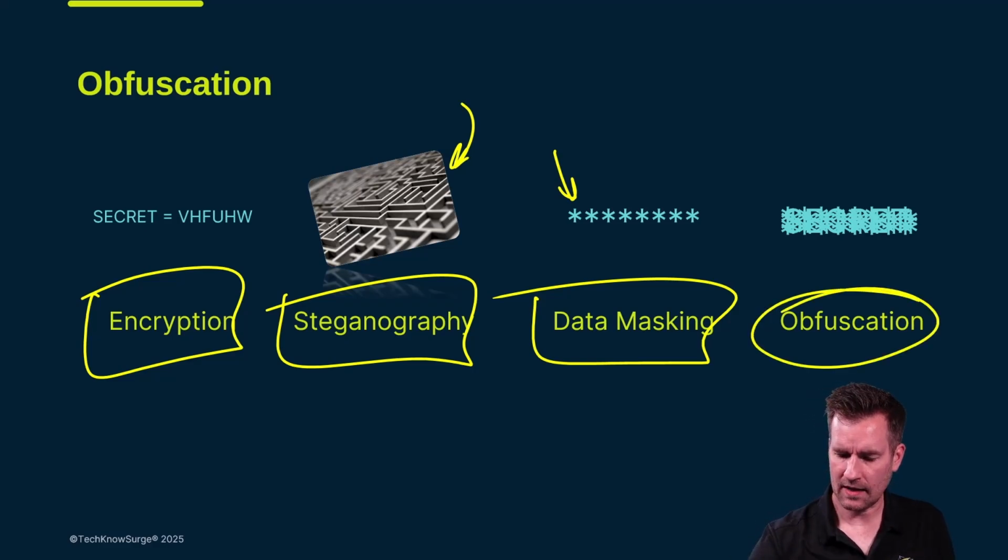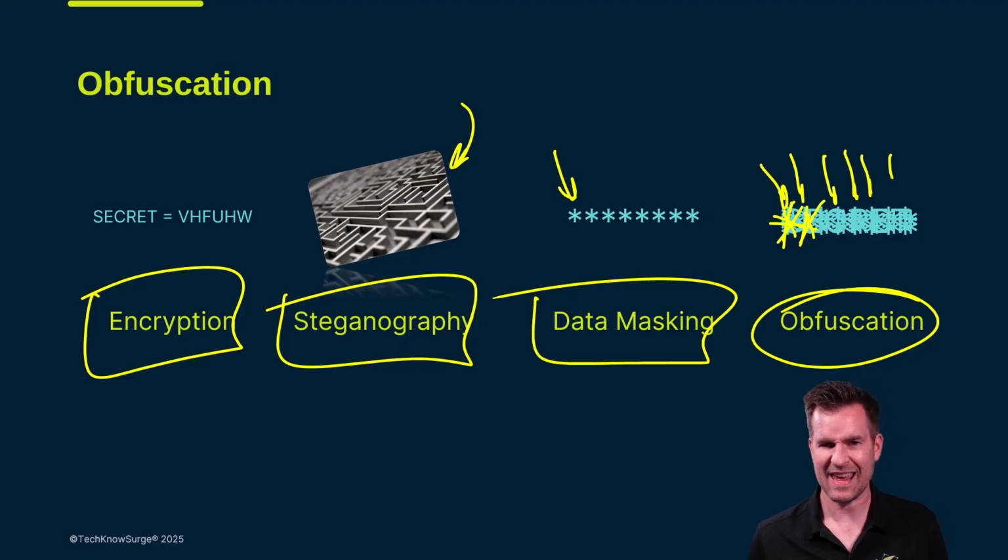Obfuscation is when we take something like a secure word that we see right here, and what we're doing is putting hash marks over the top of it to the point where we can't see it.